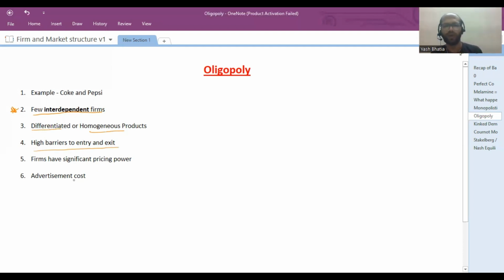Since there are only a few interdependent firms, there are very high barriers. If you try to innovate and create a new cola drink, and you scale up your production and become a fairly bigger player, then what happens? Coke and Pepsi will come and buy you out. So there are very high barriers to entry and exit in the cola market, right? So this you need to remember.